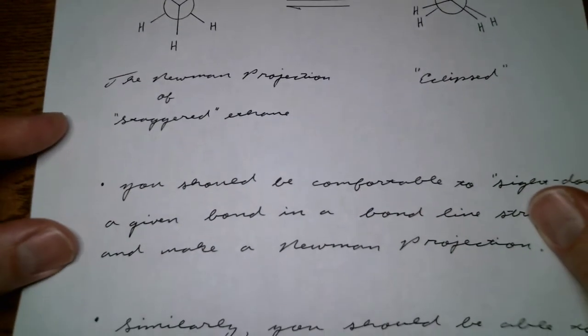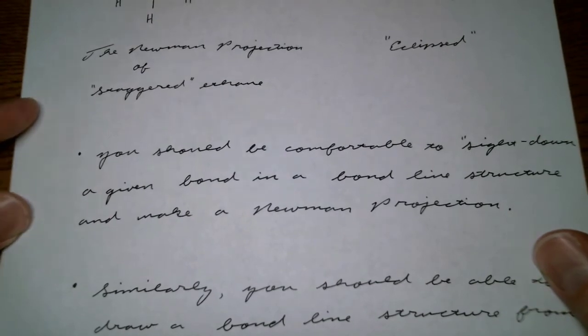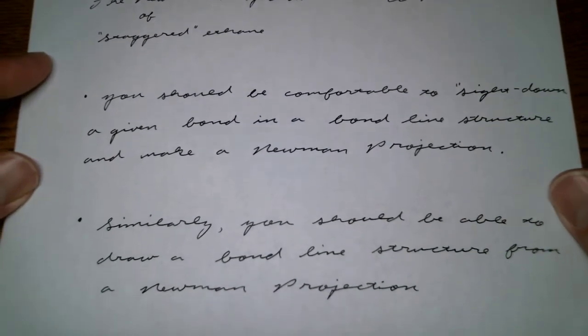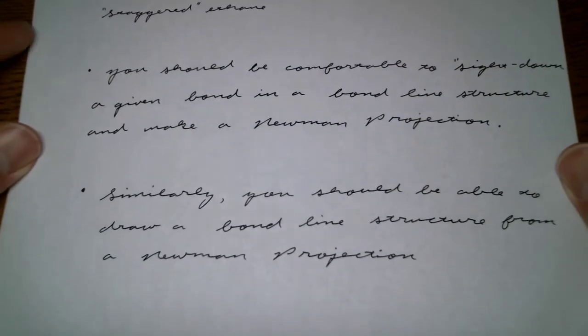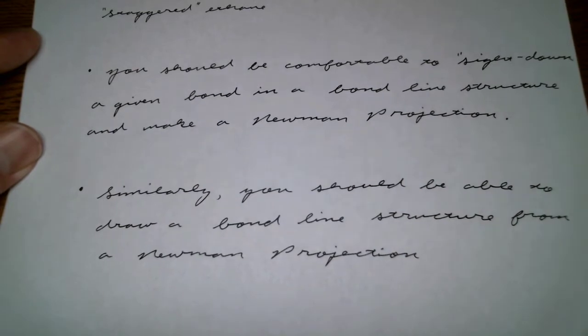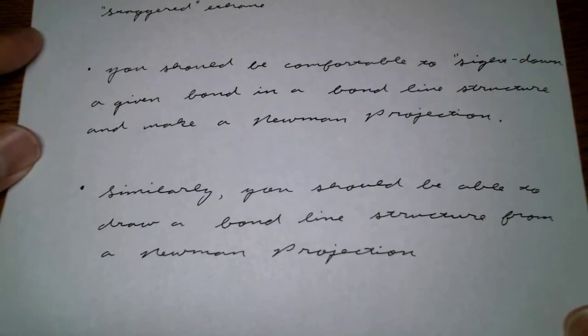So you should be comfortable to sight down a given bond in a bond line structure and make a Newman projection. Similarly, you should be able to draw a bond line structure from a Newman projection. And of course, we'll get practice doing this during the class time and in practice problems as we prepare for our exams.